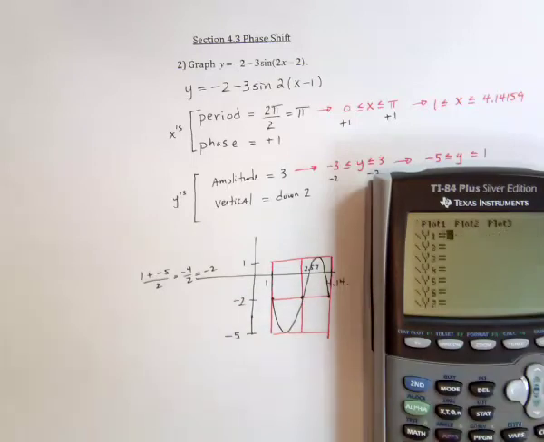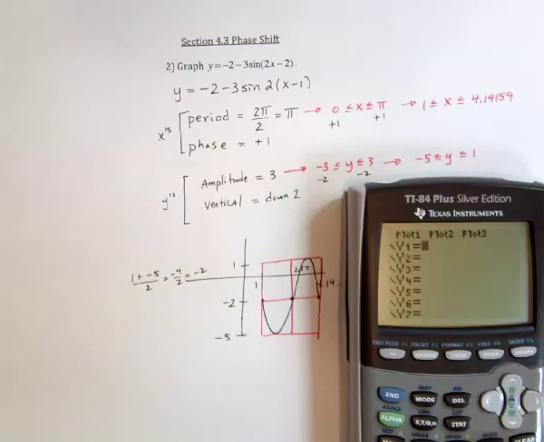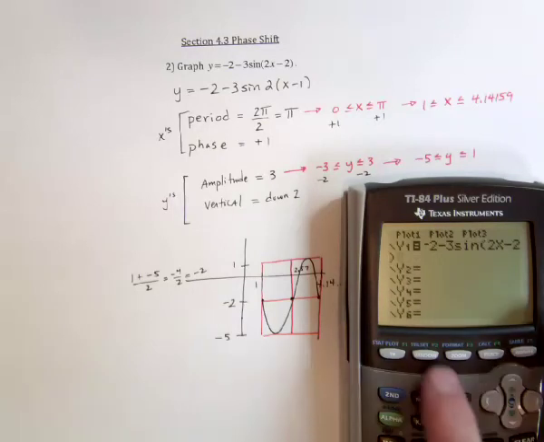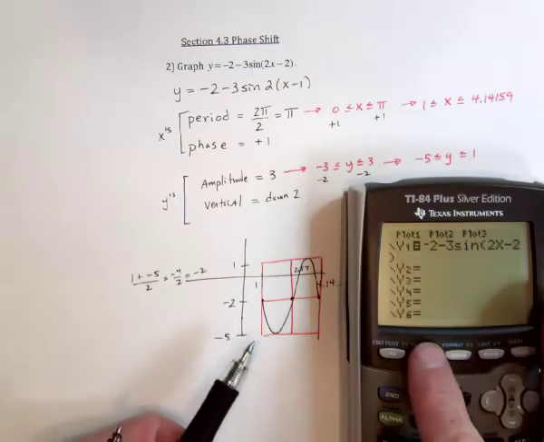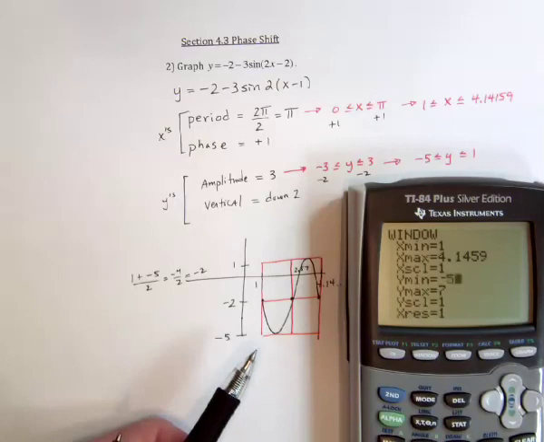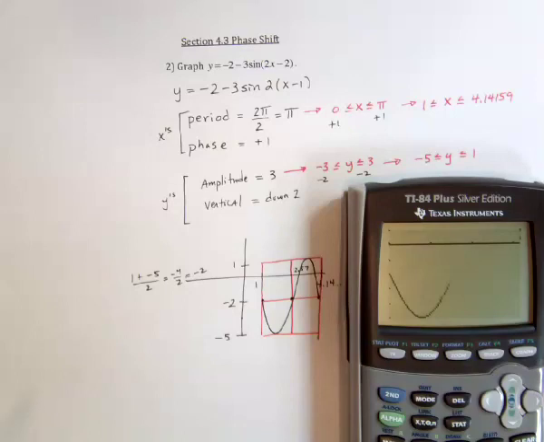Finally, take a look at the graph and check. So -2 subtract 3 sine of 2x minus 2. Change the window to be the same as this red rectangle right here. So x's go from 1 to a 4.1459, and the y values from -5 to +1. It goes down first, and then up, and there's one cycle.